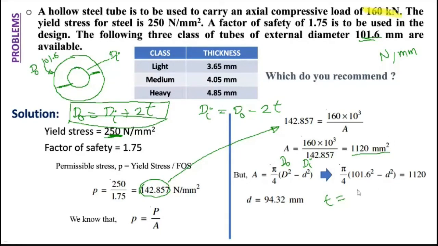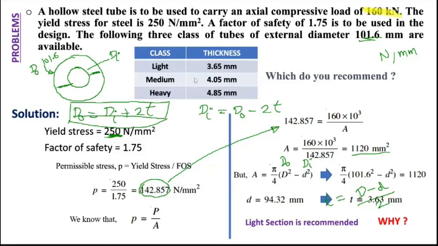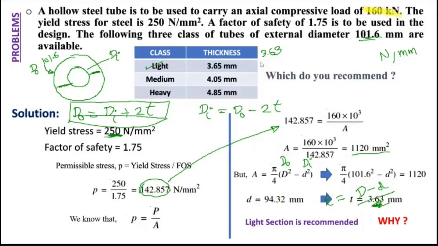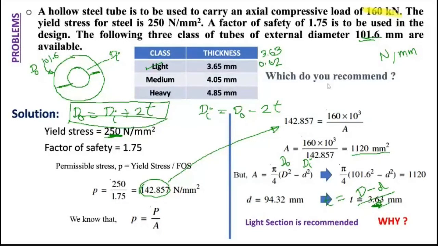If that is the case, what will be my thickness? The formula is capital D minus small d divided by 2. Any doubt on this? Capital D minus small d by 2. When you do that, you will get 3.63. I have this 3. Which one can I choose? We always choose the lighter one, with a small difference from the value. So instead of 3.63, here it is 3.65. You have a 0.02 mm difference. That is enough.